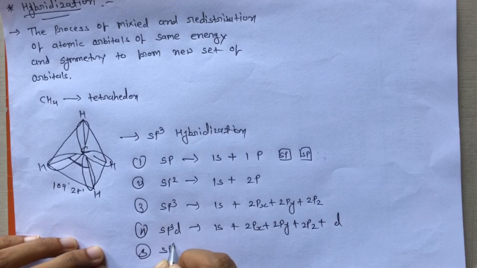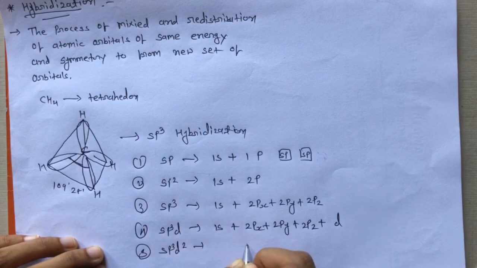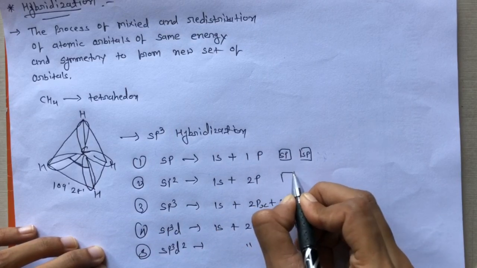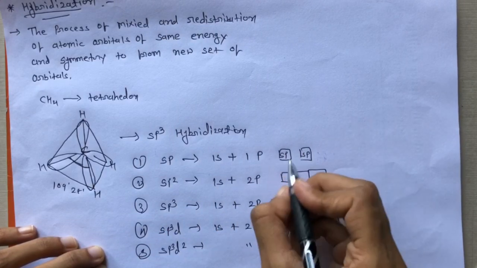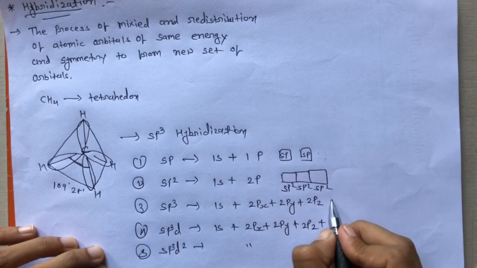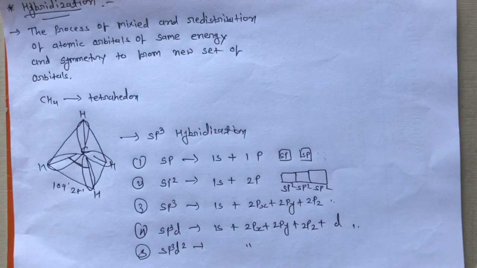Fifth one is sp3d2, like this same, right? Here sp2 હોય તો 1, 2 and 3. So 1 sp2, sp2 and sp2. Here like this, here like this. So these are the types of hybridization we are going to learn.